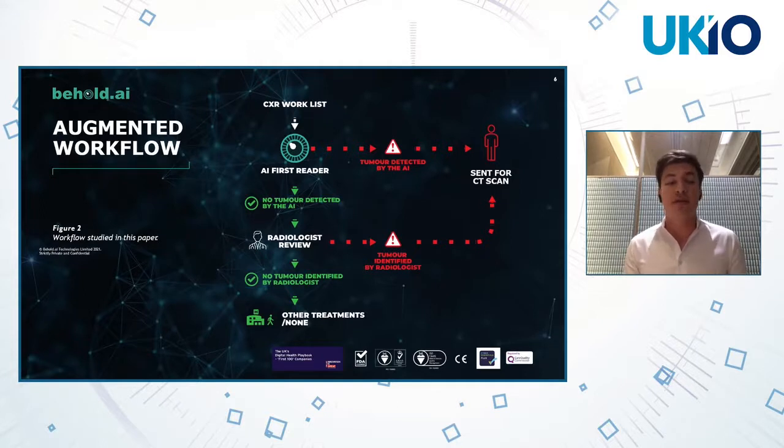The augmented workflow that we propose here is to place the AI as a first reader. So the AI will read all the images, and all the patients that have an image that shows suspected lung cancer for the AI will directly be sent for CT scan. All the other images are still reviewed by a radiologist that can decide, obviously, to send patients to CT or to other pathways or to discharge them.